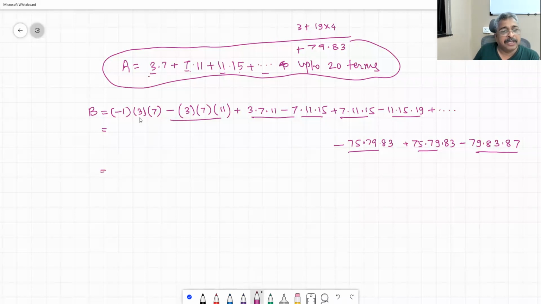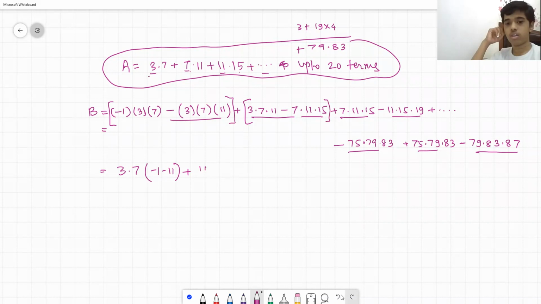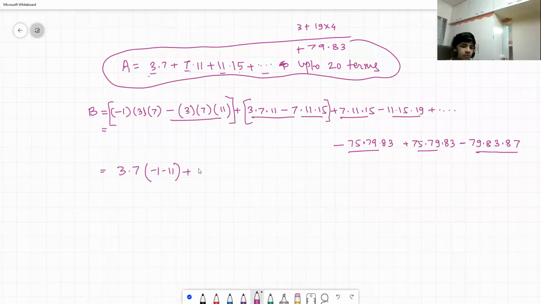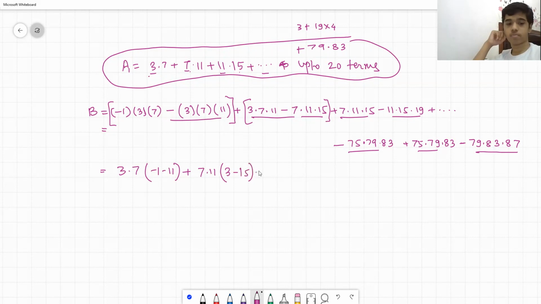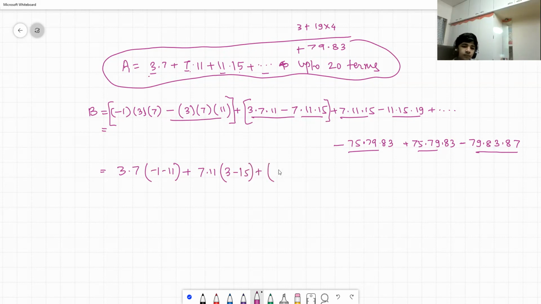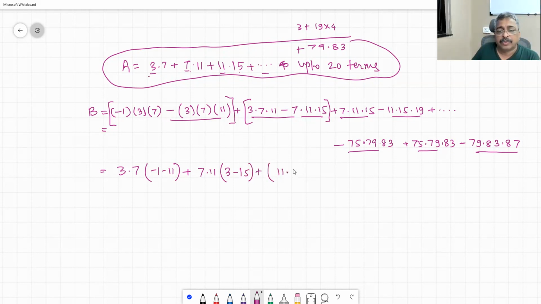Therefore, now I can see that I can take out 3 into 7 common from the first two terms and put minus 1 minus 11 as the common factor. Plus, how much can you take out common from these two terms? 7 into 11, multiplied by 3 minus 15. Plus, what is the common term next? 11 into 15.